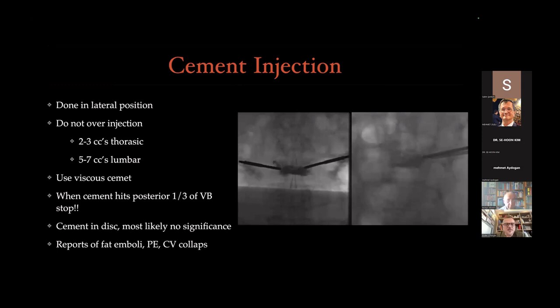It is always done in lateral position, but check the AP position. Do not over-inject, avoiding extravasation. 2-3 cc's for the thoracic space. 4-7 cc's is enough for the lumbar space. Always use viscous cement to avoid extravasation of the cement. When cement hits the posterior wall, vertebroplasty can be stopped.